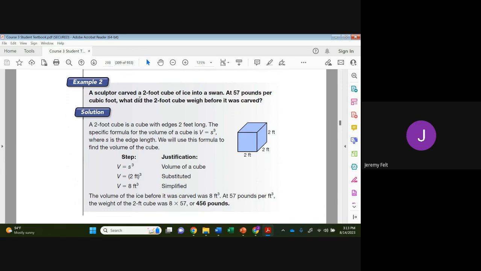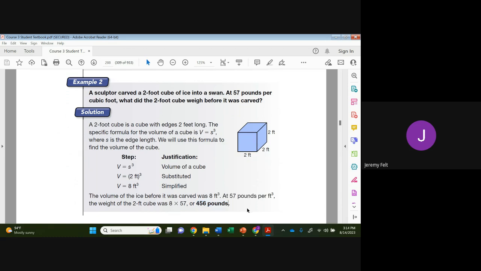And then if we're looking at 57 pounds per cubic foot, what did the 2-foot cube weigh before it was carved? Well, if it's 57 pounds per cubic foot and we have 8 cubic feet, we would do 8 times 57, and that would be 456 pounds.